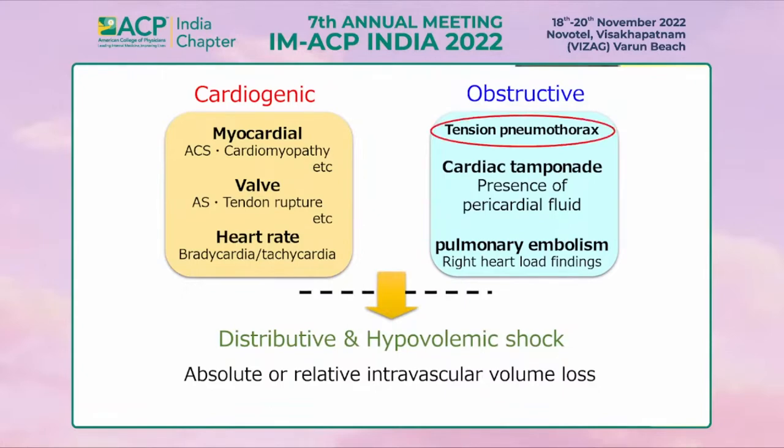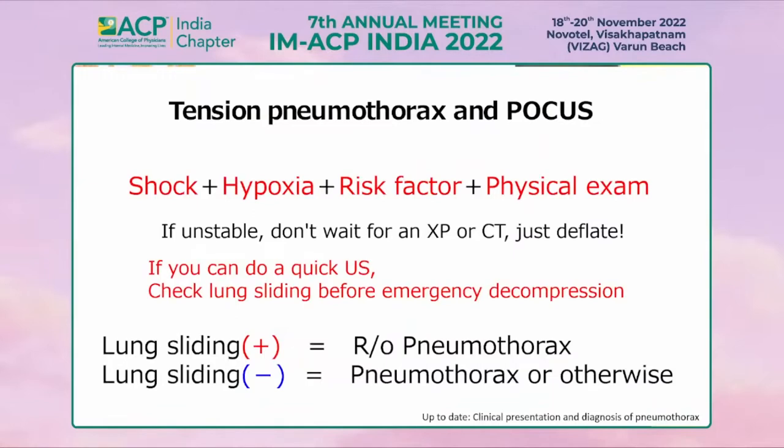Now, I will start with an assessment of tension pneumothorax that is included in the obstructive category. The diagnosis of tension pneumothorax is based on shock, hypoxia, risk factors, and physical exams. Risk factors include, for example, a history of trauma, ventilator, etc. Basically, if the vital signs are unstable, we should promptly do thoracostomy without imaging tests for diagnosis.